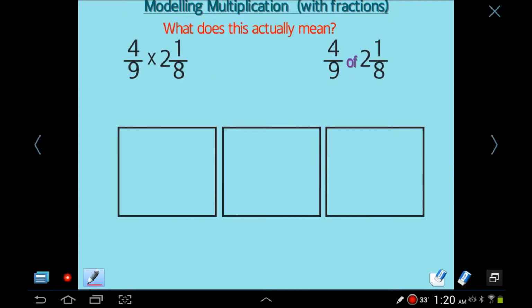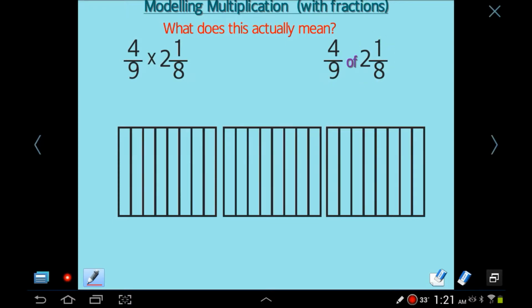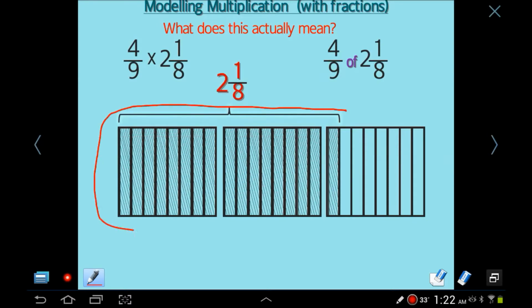In this example, I'm going to show you how to model multiplication of mixed numbers. You'll notice that I have 4/9 of 2 1/8. So I'm going to start by modeling 2 1/8 first, and I'm going to break it all into 8ths because I want to do 2 1/8. And there you have it. Here's what 2 1/8 looks like. We have one whole here, we have 2 wholes here, and then we have 1/8 of a whole there. 1, 1, 2, and then 1/8 right there.